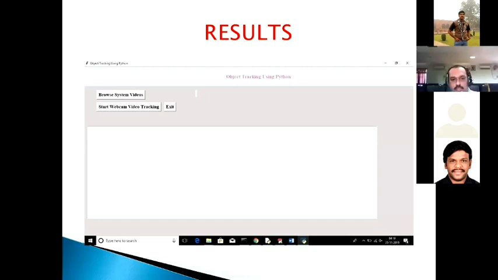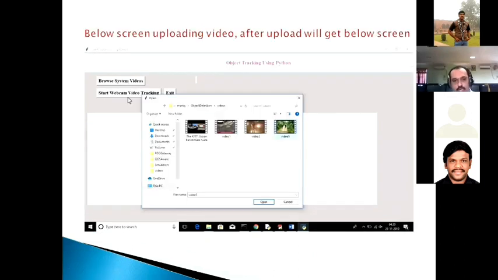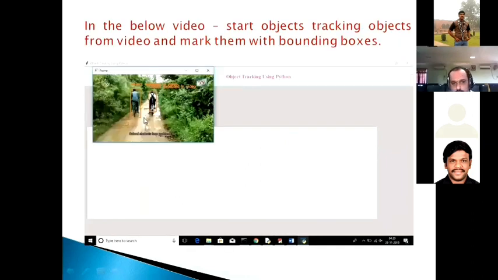These are the two options. See here, this is browse system video. First we will browse this one. If you click this, it goes like this. If you upload any video, the video will be played and that particular image will be displayed in these types of boxes. Whether it is a human or any moving object, the name will be detected and displayed. Here we start tracking objects from the video and mark them with boundary boxes. See, like this, these boundary boxes will be displayed on the particular image.